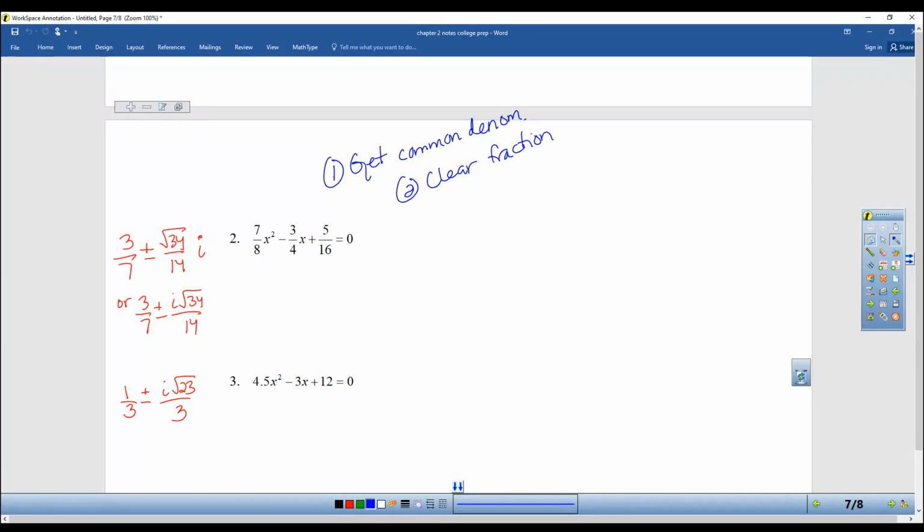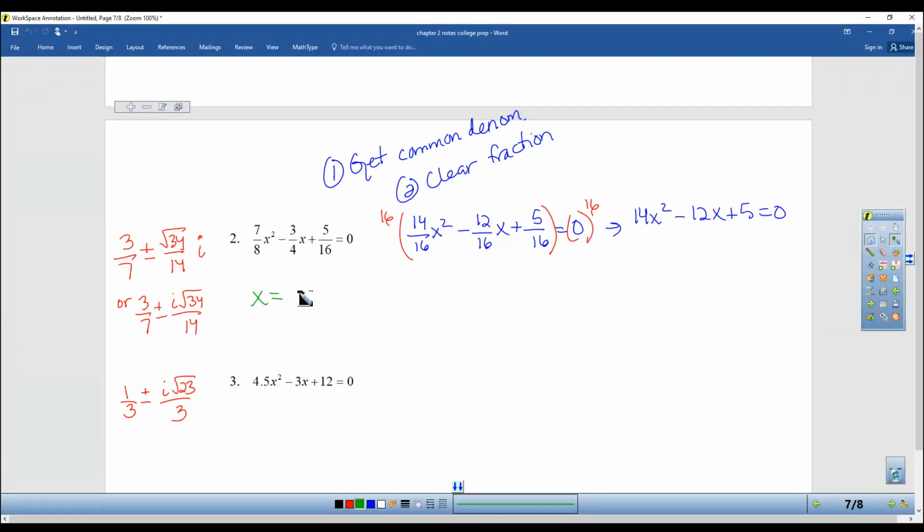So I would change these all to 16s. 14 out of 16x squared minus 12 out of 16x plus 5 out of 16. And then I would multiply both sides by the 16. And when you multiply by 16, that literally just leaves you then with 14x squared minus 12x plus 5 is equal to 0. You do not want to be sticking fractions in your quadratic formula. That would be really hard.